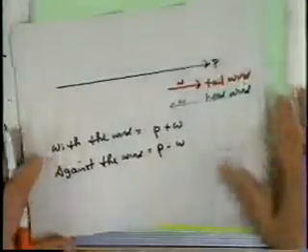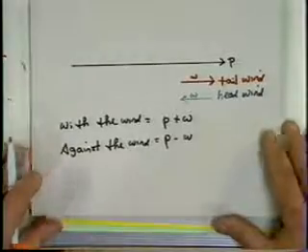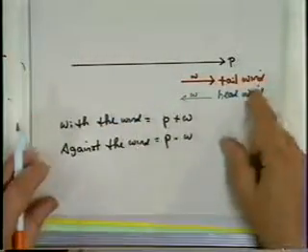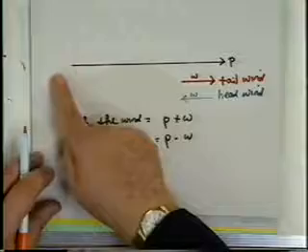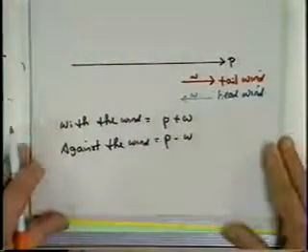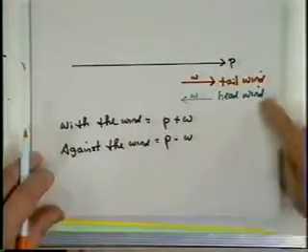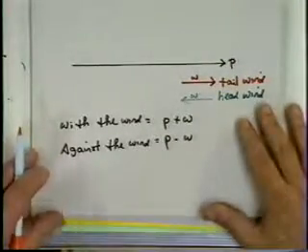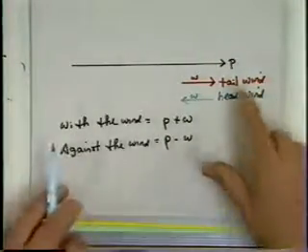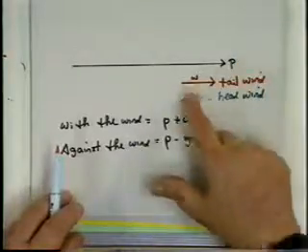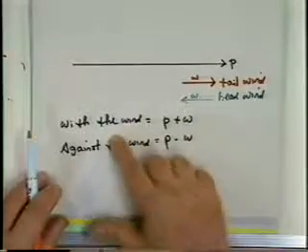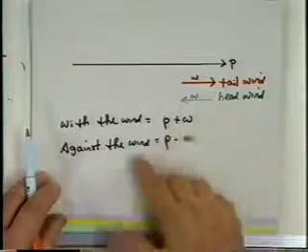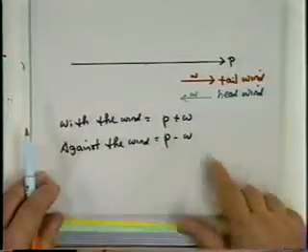Same thing happens when you talk about a headwind and a tailwind. See, when an airplane is flying, a tailwind means that there's a wind blowing exactly in the same direction as the plane. A headwind means the same wind, but it's blowing against the plane. So when you're traveling with the wind, if p is the speed of the plane and w is the speed of the wind, with the wind, the speed is p plus w. Against the wind, it's p minus w.